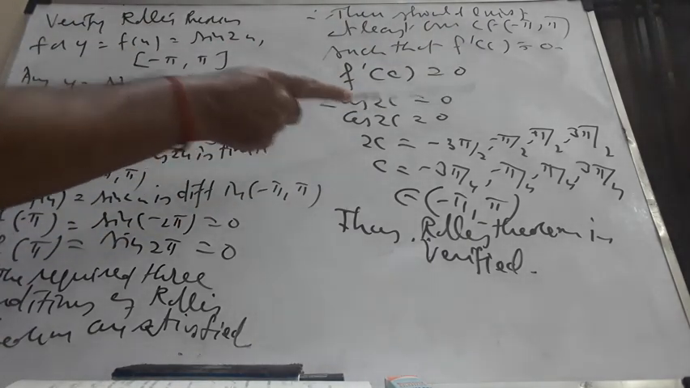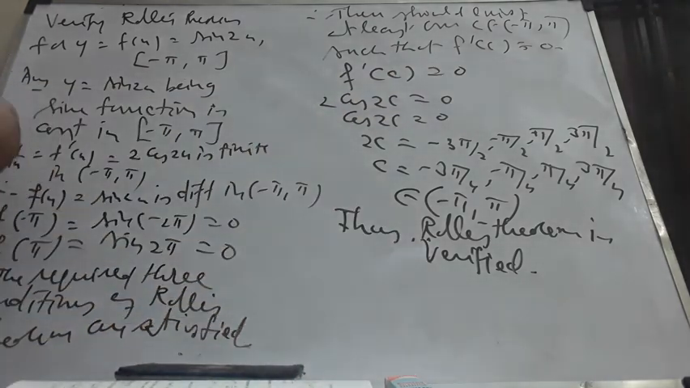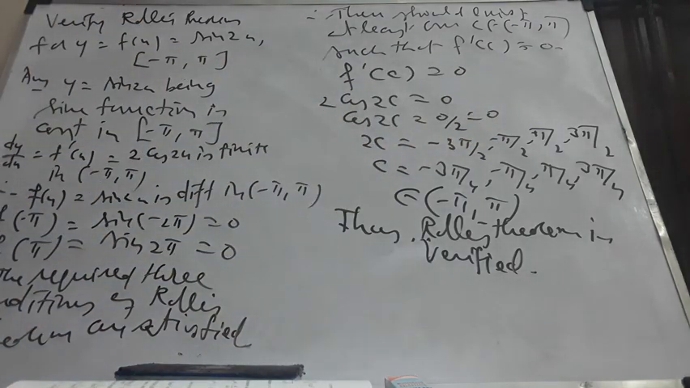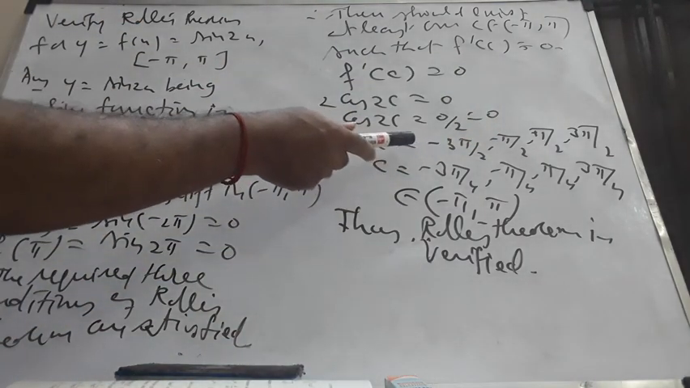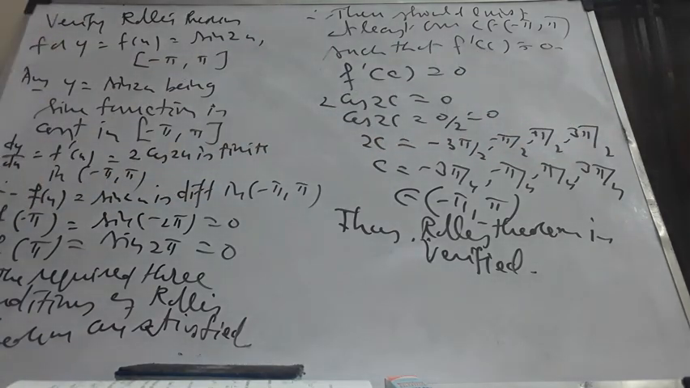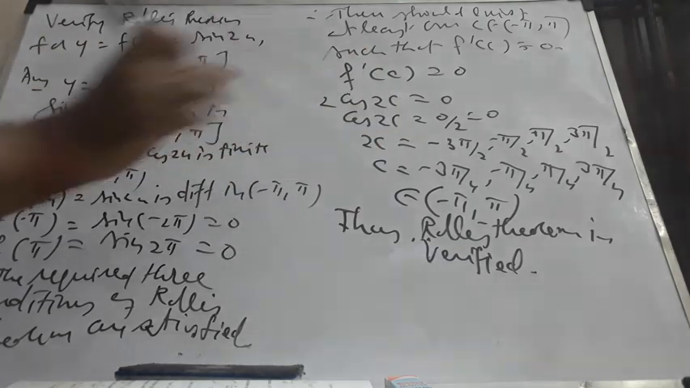Now 2 cos 2c is 0. Cos 2c is 0. Now for 2c, I can even think about minus pi by 2 and 5 pi by 2 also. But dividing by 2 gives you minus pi by 4 and 5 pi by 4. But 5 into 45 degrees is beyond 180 degrees, and minus 5 into 45 degrees is below minus pi. Therefore, I eliminate those values.